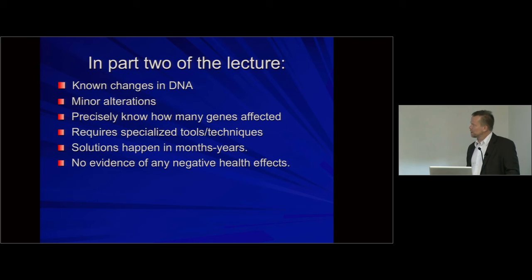But in the second part of the lecture, we talked about some approaches where you know the changes in DNA because you were the one who told agrobacterium what to install. They were minor alterations, typically a single insertion in a single part of the genome. We know precisely how many genes are affected, and again, it requires specialized tools and techniques. And we know that the solutions can happen in months to years as opposed to many, many years, such as in other breeding techniques. And thus far, there's no evidence of negative health effects, probably because we understand what genes we're installing and how they're installed.